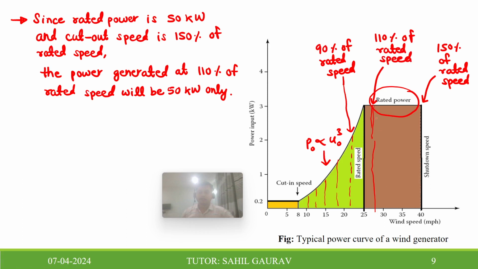And in this problem, rated power is given as 50 kilowatt, not 30. I suppose here they are given with 30. So it is 50 kilowatt. This figure is just for representation.